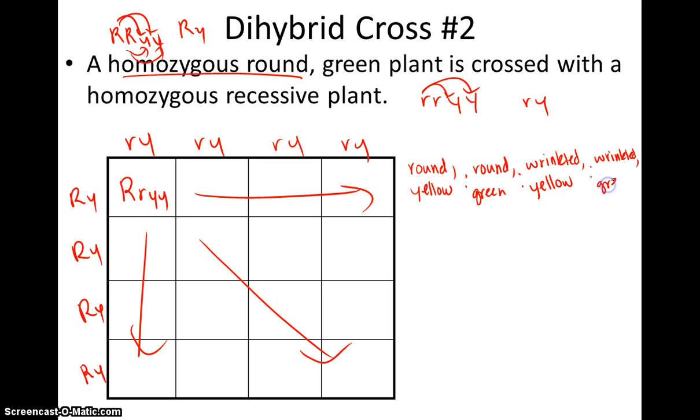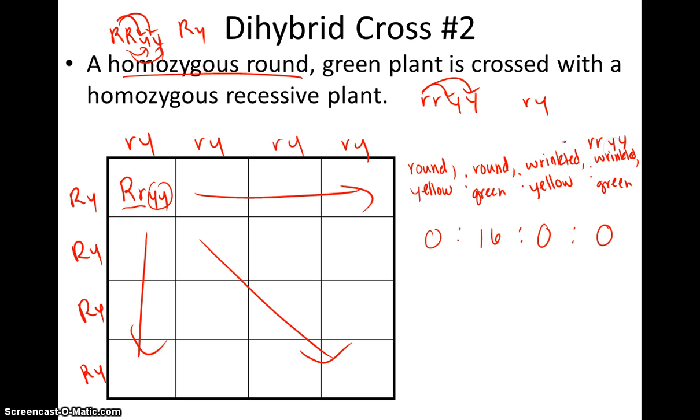So if I count these, well, how many do I have that are round and yellow? These, that's going to be round, but that is going to be green. So I'm going to have 0 that are round and yellow, and all of them, all 16, are going to be round and green. None are going to be wrinkled and yellow, and none are going to be wrinkled and green. So in order to have wrinkled and green, I would have had to have little r, little y.